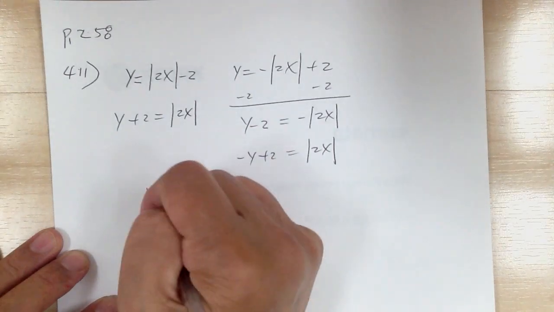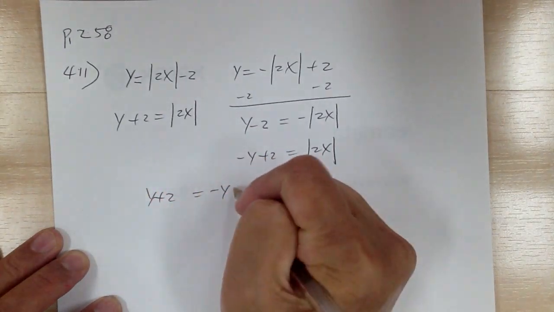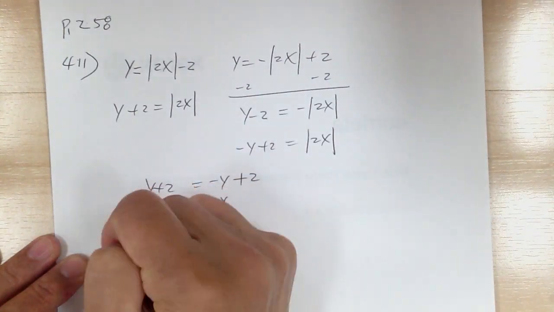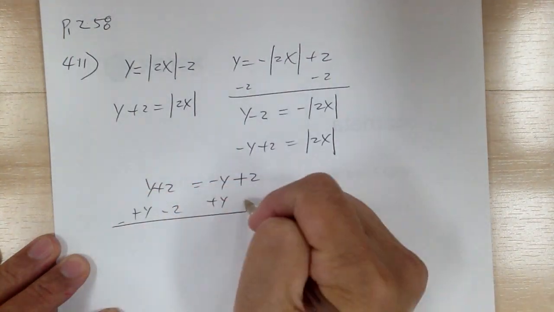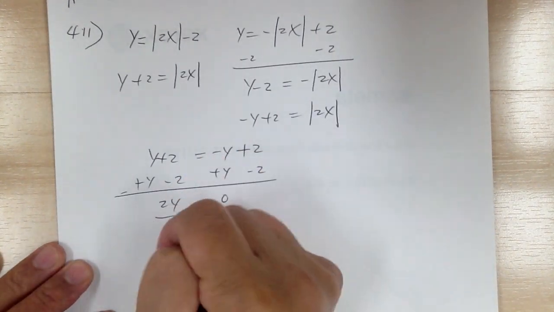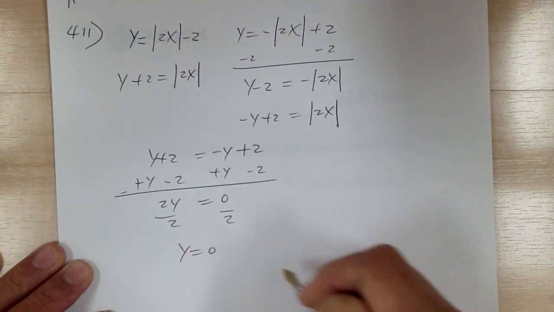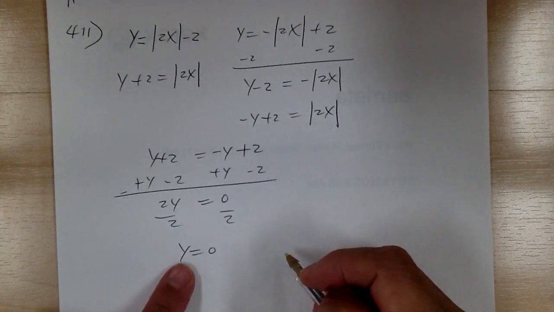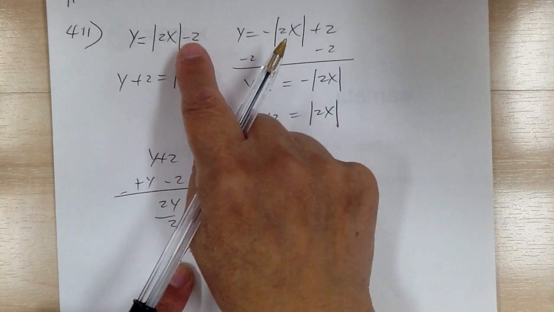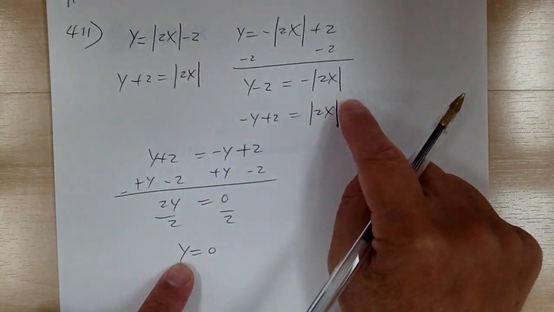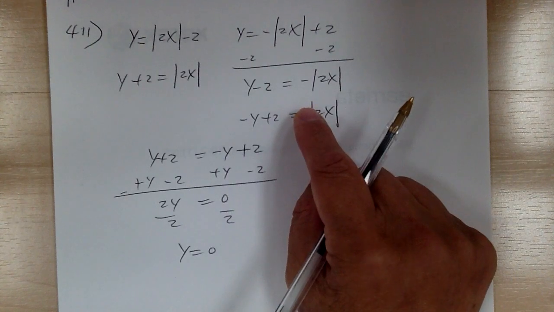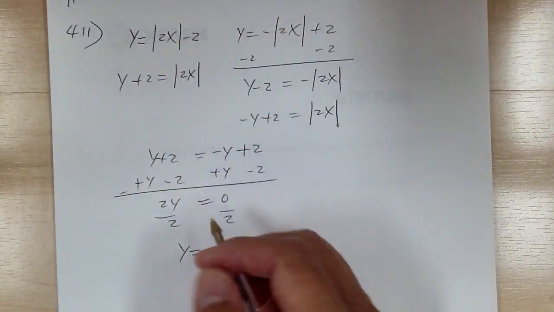Okay, so you got y plus 2 equal to negative y plus 2. So plus y on both sides and minus 2 on both sides. So you got 2y equal to 0. Divide by 2, divide by 2. So you got y equal to 0. Once you got y equal to 0, okay, you can go back to one of the equations. Let's go and use this one over here.